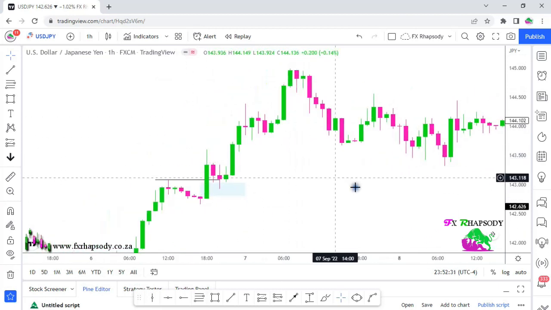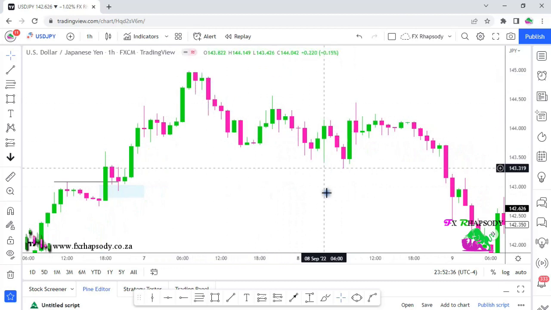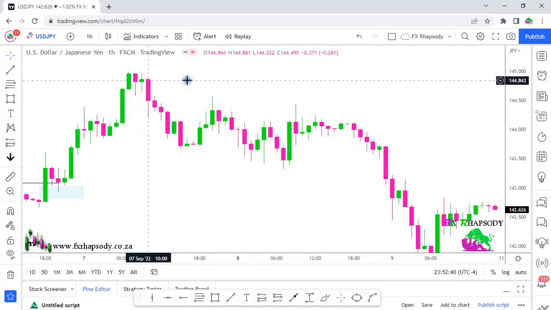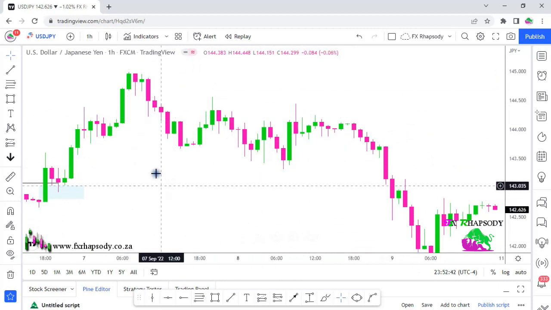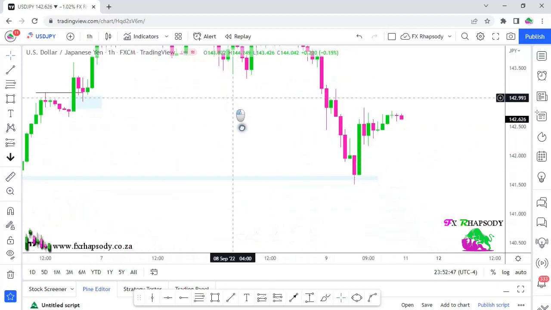Then price started forming a high over here and then retracing down. And remember when I said to you, you don't always just wait for price to retrace to a certain area. On the higher time frames, you were waiting for price to come and retrace back to that 62%. So you trade that area.